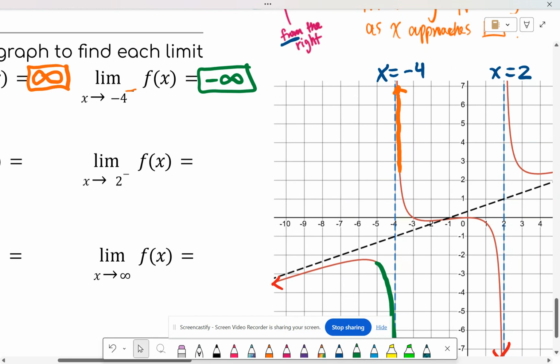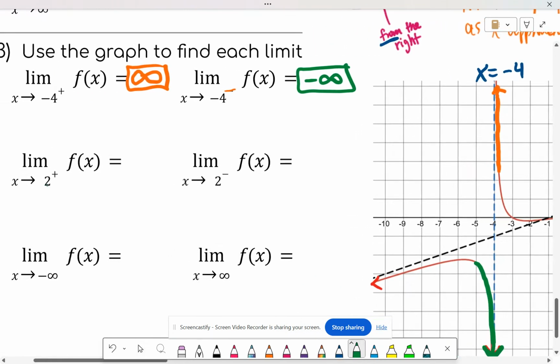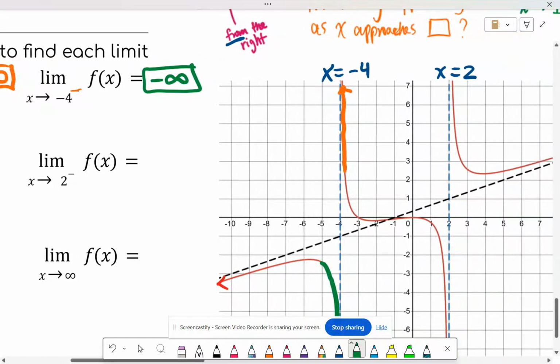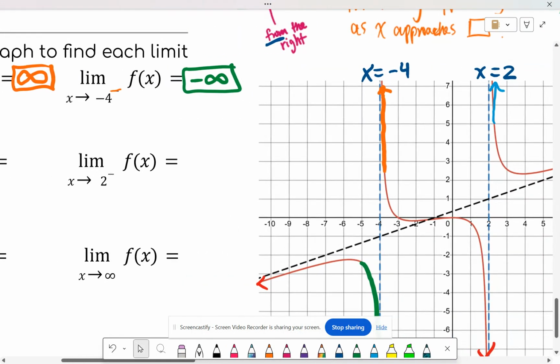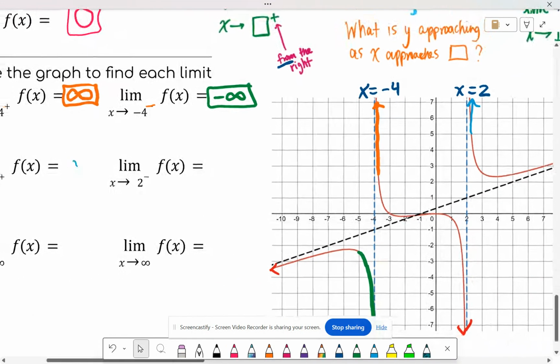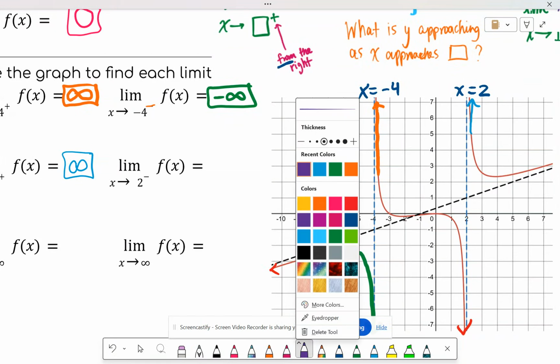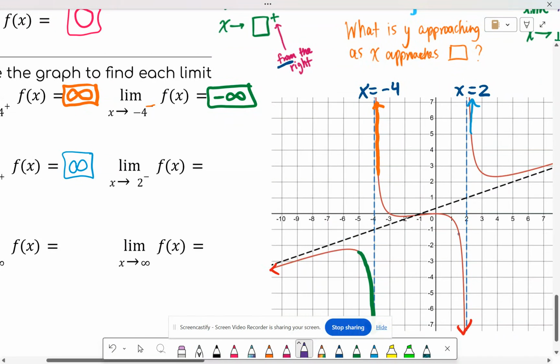And then we'll look at x equals 2. So as we approach x equals 2 from the right, what is y doing? So y on the right is going up to positive infinity. And as we approach that asymptote from the left, my y is going down to negative infinity.